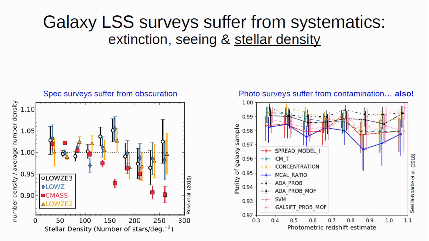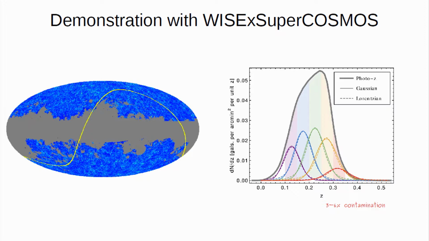And another thing I want to emphasize is that photometric surveys don't have just contamination. They also have obscuration. So the effect of obscuration is there as well. You cannot get rid of this kind of thing, okay? So I'll demonstrate these effects with the WISE SuperCOSMOS.